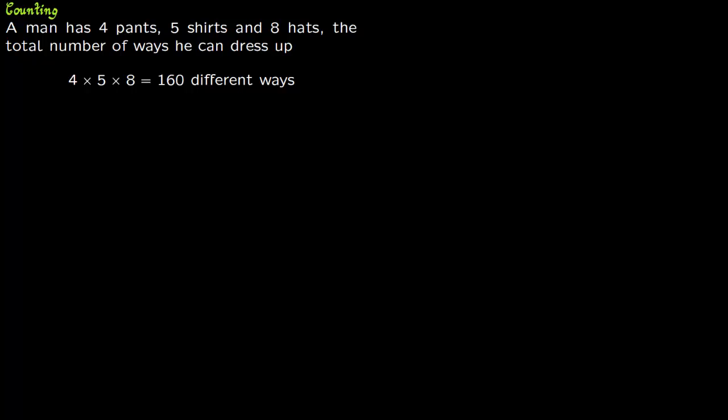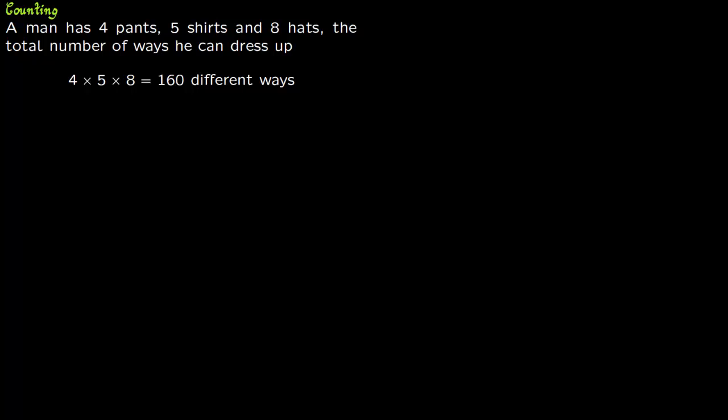We will now expound upon principles of counting. So a man has 4 pants, 5 shirts and 8 hats. Then you can say the total number of ways this person can dress up is just the multiplication: 4 times 5 times 8. So there are 160 different ways in which a person can dress up.